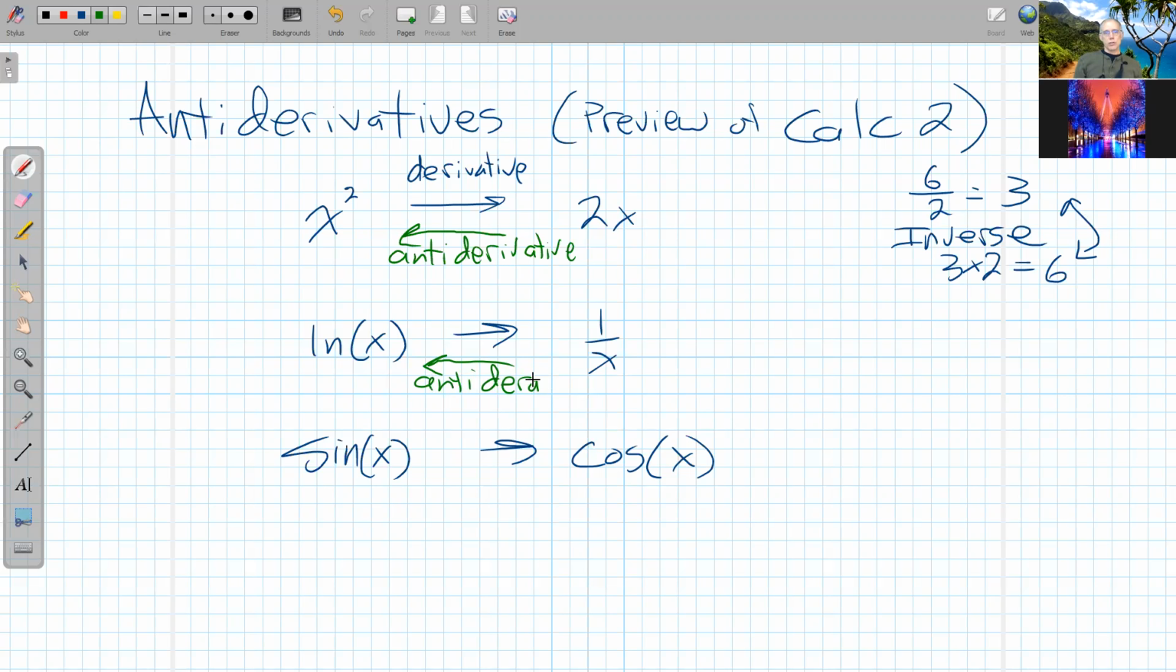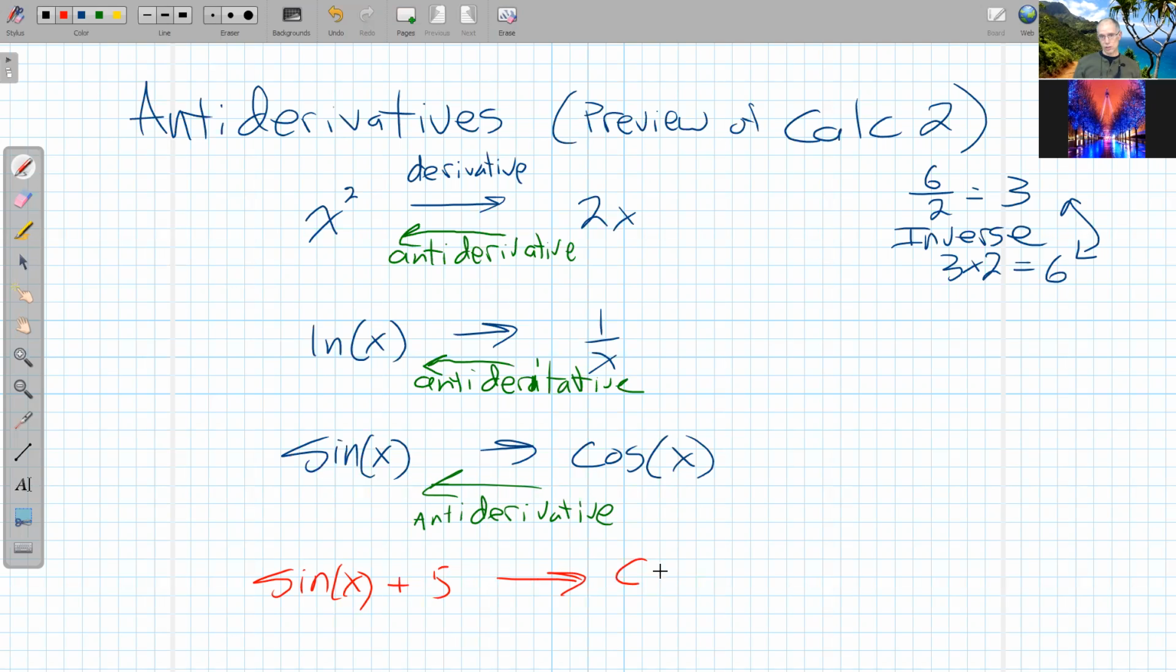Let's see, antiderivative, there we go. Same here, sine, go the other way. Somebody gives us cosine, asks what's the antiderivative, we would say sine. Now, again, we've looked at lots of functions. So let's take, for example, the sine of x plus 5. If we take its derivative, we get just the cosine of x. Now, looking at that backwards is kind of interesting. The antiderivative of the cosine of x is also the sine of x plus 5.